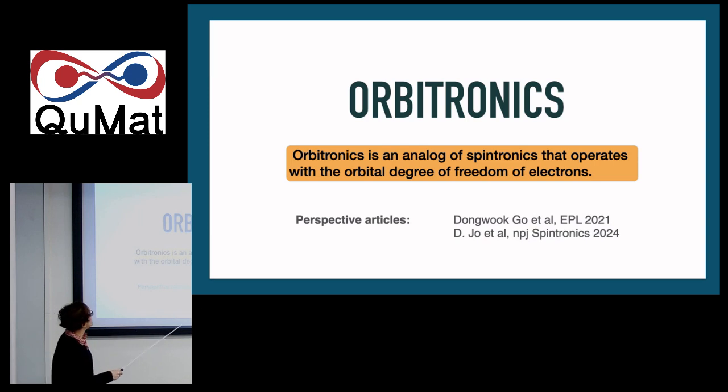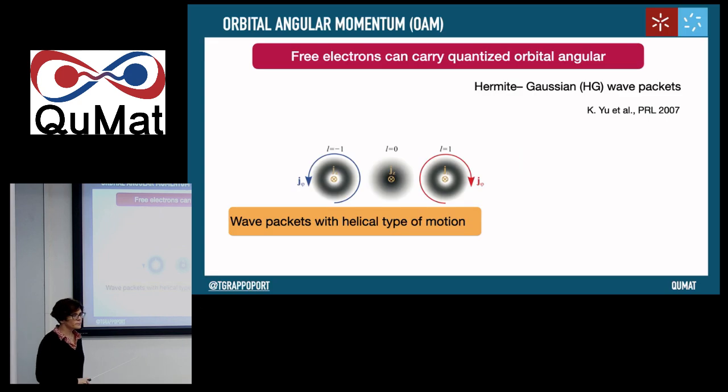And there was not much activity on this for almost 15 years. And maybe in the last 6 years, more or less, there was at the beginning a very timid increase of activity in this field, first with some theoretical proposals, and finally, in the last 2 years, we're beginning to see consistent experiments on orbitronics that I will cover in a bit. But first, let's think about the orbital momentum in free electrons.